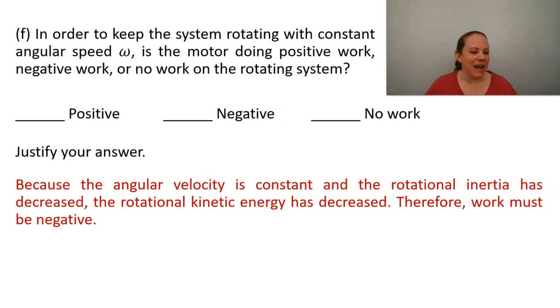All right, and in part F, in order to keep the system rotating with constant angular speed omega, is the motor doing positive work, negative work, or no work on the rotating system? Justify your answer. As you can see here, I've already displayed the answer. Because the angular velocity is constant and the rotational inertia has decreased, the rotational kinetic energy has decreased. Therefore, work must be negative. So we'll check that.